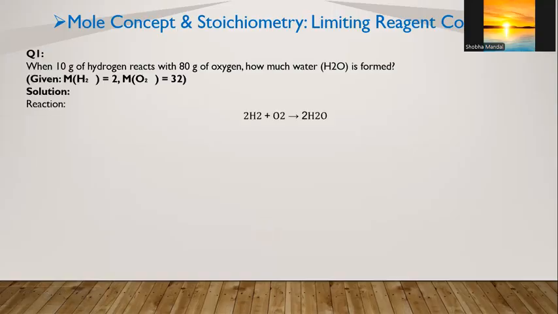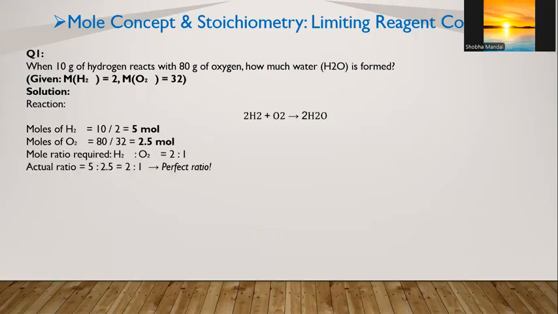In this question, the masses of both the reactants, hydrogen and oxygen, are given, and we have to calculate the mass of the product. In the first step, we calculate the moles of the reactants, moles of hydrogen and moles of oxygen, and we get the mole ratio from the stoichiometry of the balanced chemical equation. According to the stoichiometry of the balanced equation, the mole ratio of hydrogen and oxygen is 2:1, and the given moles are in perfect ratio, right?